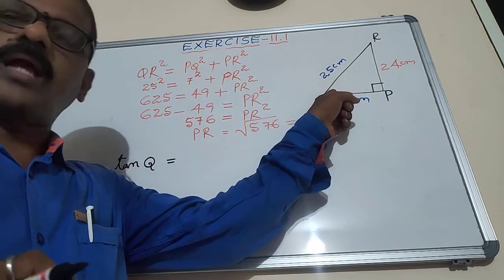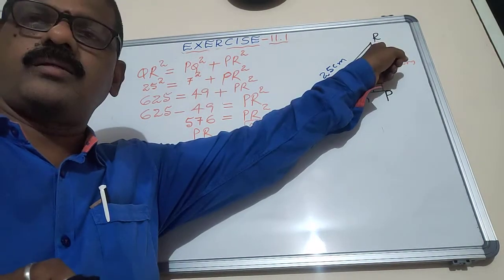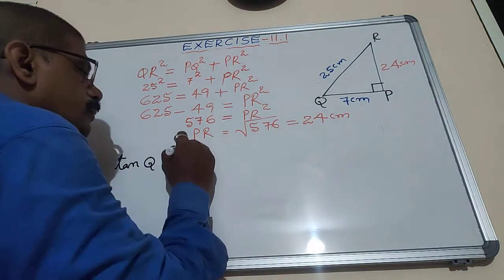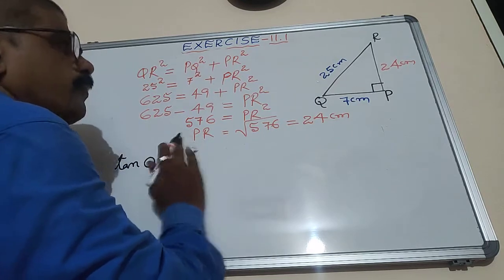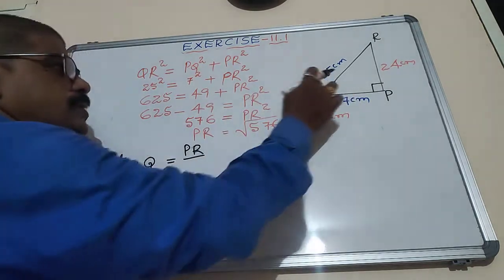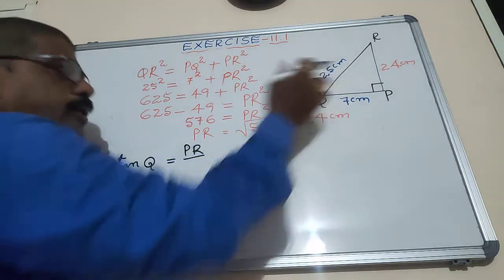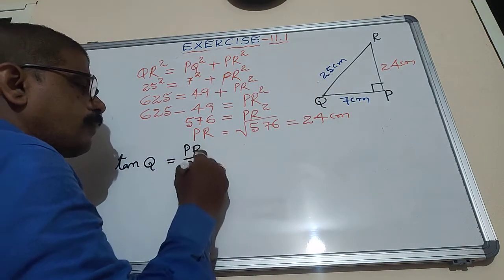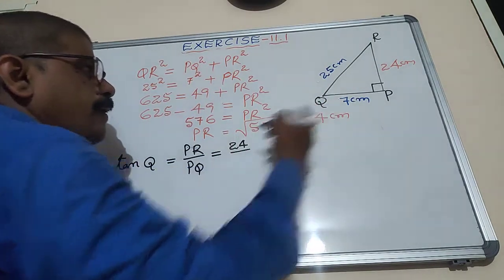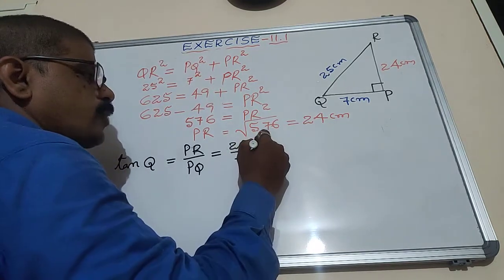So, that is angle Q. Opposite side to angle Q, it will be how much? PR. It is denoted by the side PR. PR value is 24. That means tan Q is opposite side to angle Q, PR, by adjacent side to angle Q, which is PQ. PR is 24 by PQ is 7. Clear.